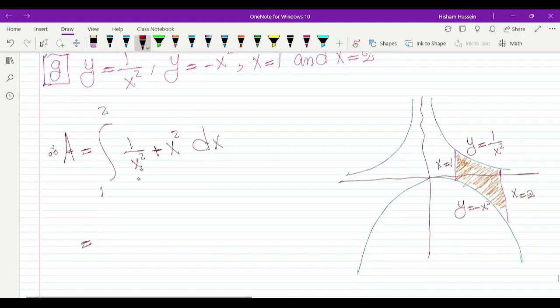To be able to evaluate the integral, the first term, 1 over x squared, is reformulated to be x to the power negative 2, plus x squared, dx.